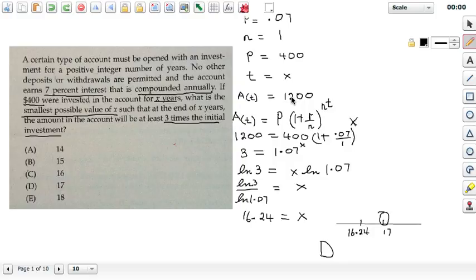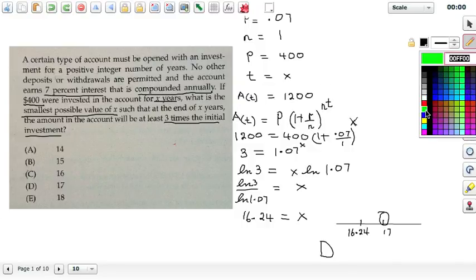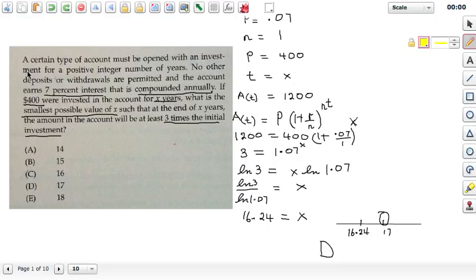Before I go ahead and attempt to solve this problem, I want to go back to my question and make sure that I have underlined other key points. So one of the things that I noticed here when I was reading was it says investment for a positive integer number of years. So no decimals in my answer. And the other thing that I read was the smallest possible value of X. So the yellow highlighter one is important.